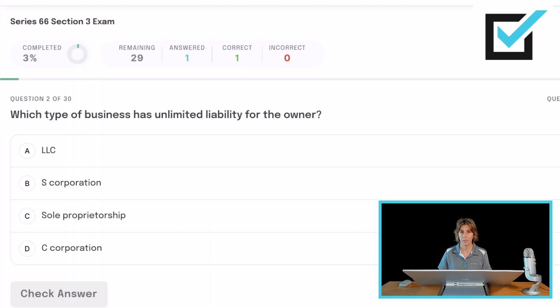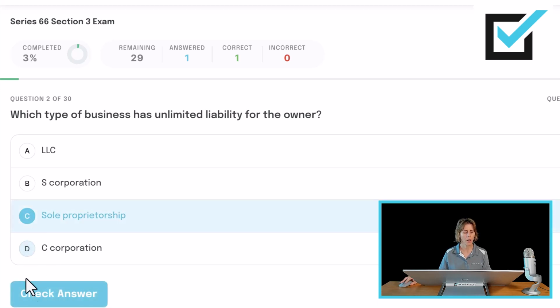Which type of business has unlimited liability for the owner? LLC, S corporation, sole proprietorship, or C corporation? The only one of them that has unlimited liability for the owner is the sole proprietorship. All of those others will have a liability shield for the owners.